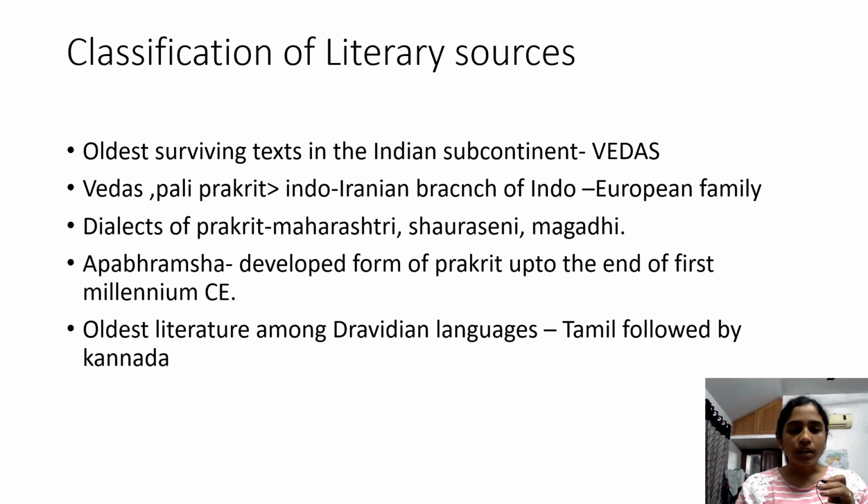Then comes Apabhramsa, which is a developed form of Prakrit up to the end of the first millennium CE. And the final fact which you have to remember from this part is about Tamil literature. The oldest literature in a Dravidian language is Tamil, and that is followed by Kannada.